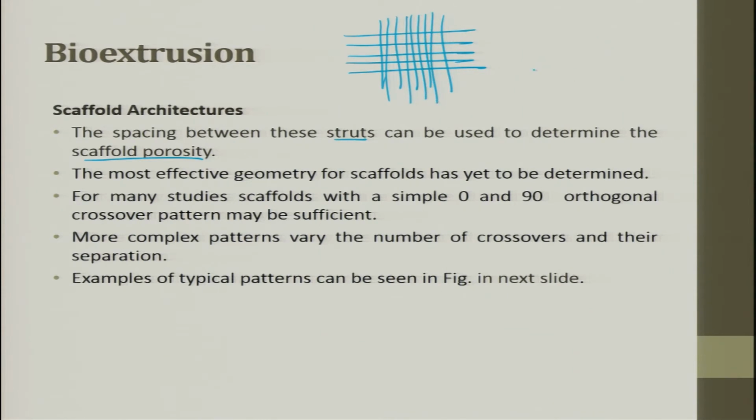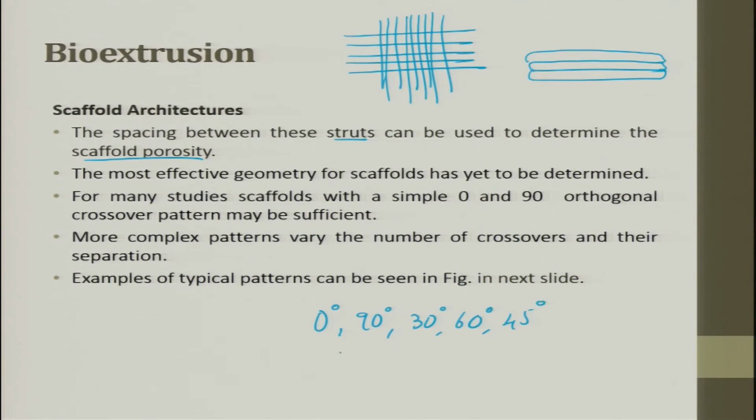Okay. So, if you see that, first layer, second layer, third layer. So, what have you done? You have changed the orientation such that you strengthen the material. The more complex pattern may have varying crossover patterns. Why? It can have 0 degrees, it can have 90 degrees, it can have 30 degrees, it can have 60 degrees, it can have 45 degrees, it can have a combination 0/90/60/30/45, and then you can do it like 5 times.